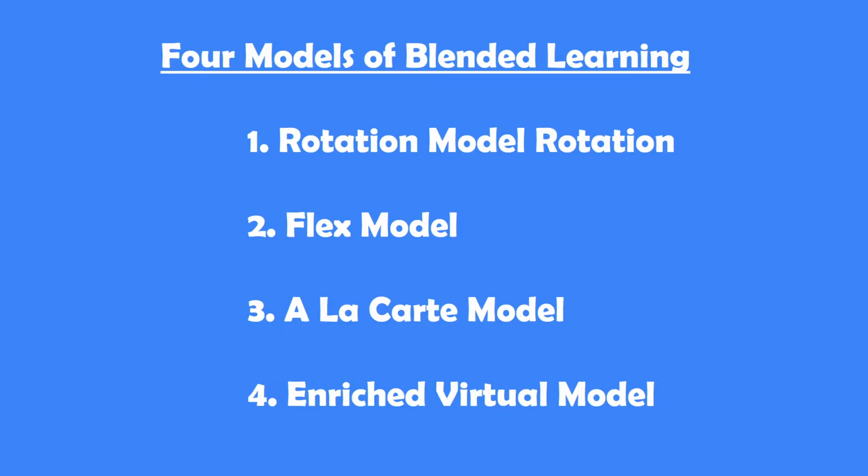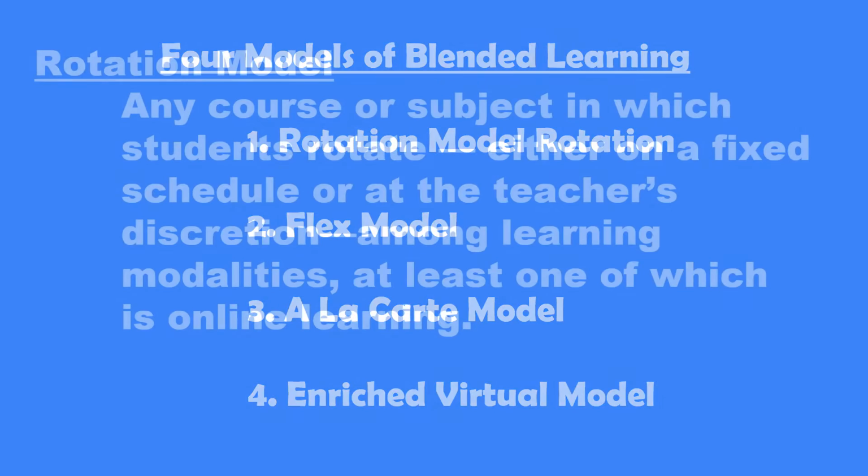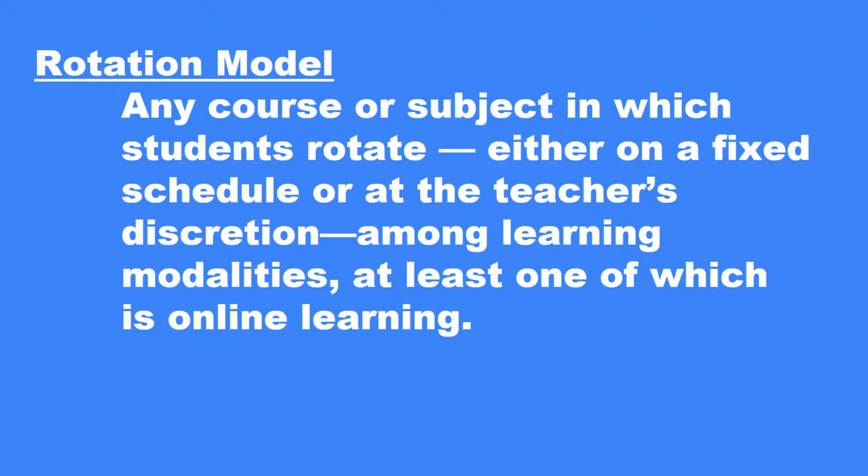This gives a little bit of an overview of the 4 models. The first one is the rotation model. Like the name implies, the rotation involves some rotation that includes an online component. This could be within the classroom, maybe with different stations, like a writing component, a reading component and an online component. But this can also include the flipped classroom, where there's an online component at home, but when they come to school, there are practice or classroom activities that the teacher has. So that would be the rotation model.